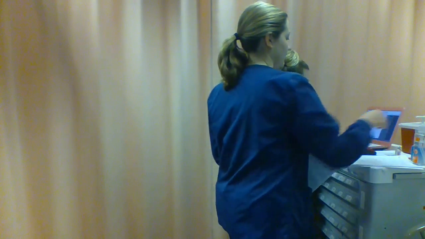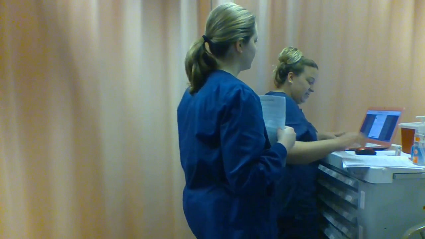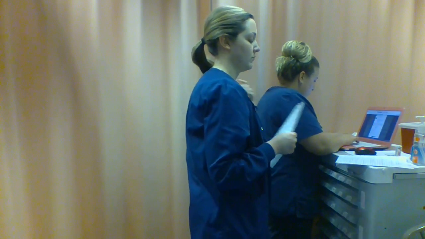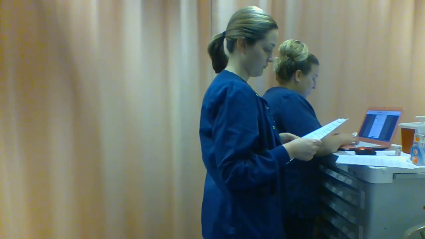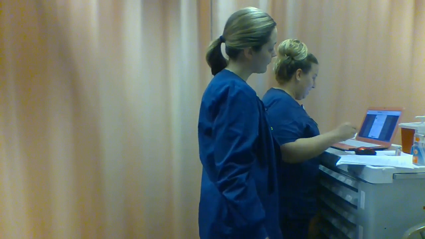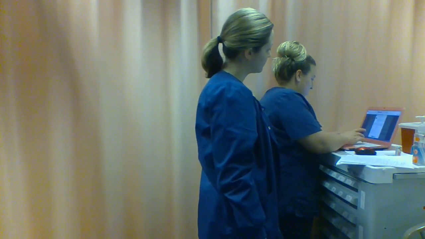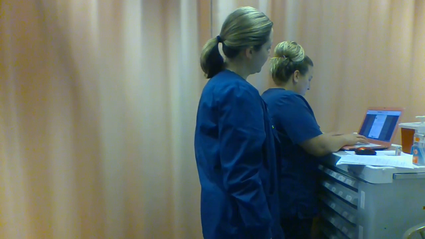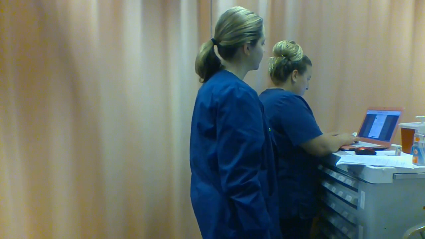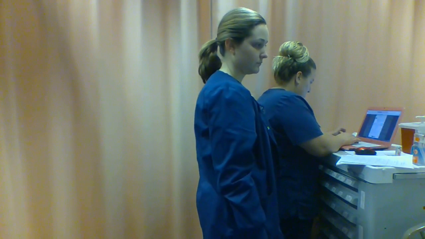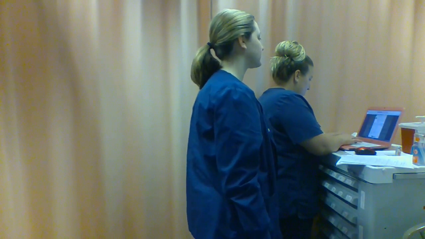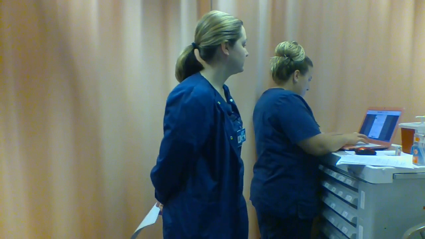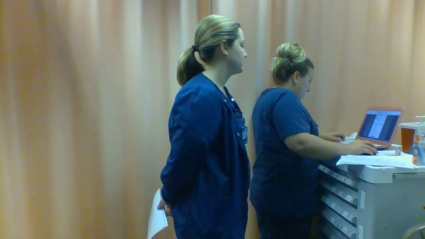And I want to put his CBG at 1645. Was 290. And I'm just going to go ahead and say I'm administering on his left arm. Initial.